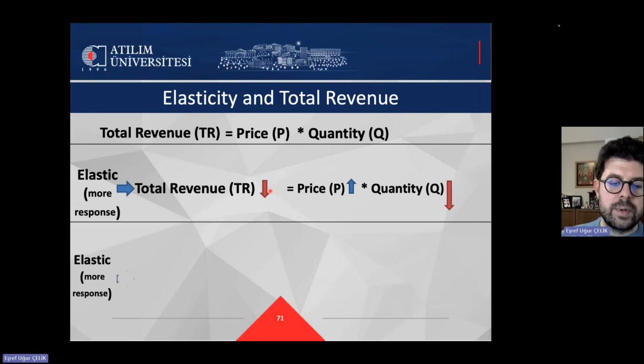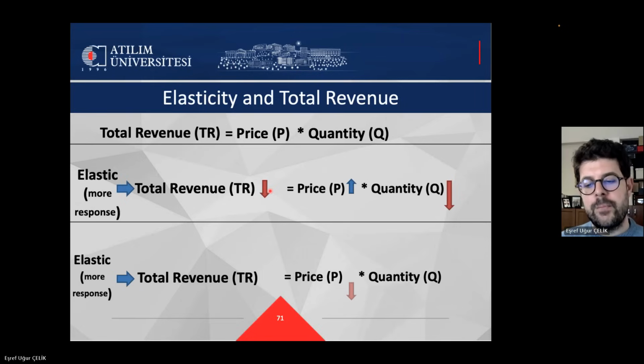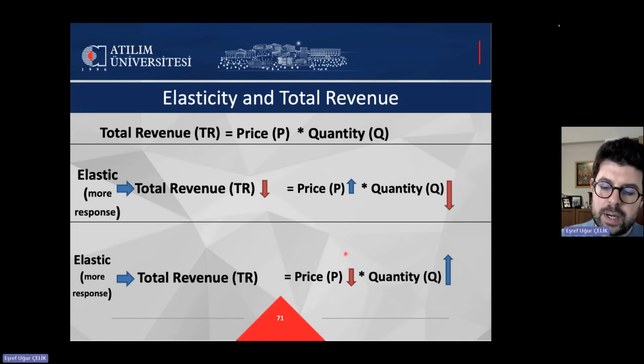What about decreasing the price? When we decrease the price of elastic goods, the quantity demanded becomes very high, greater than the decrease part. So the total revenue becomes higher. So for elastic goods, the relationship between total revenue and price is negative.